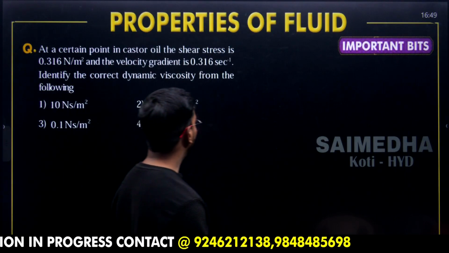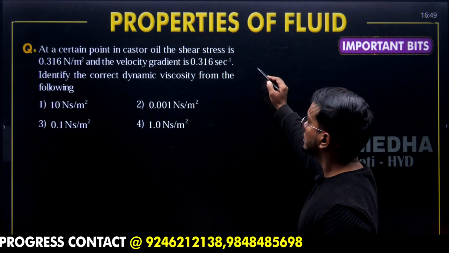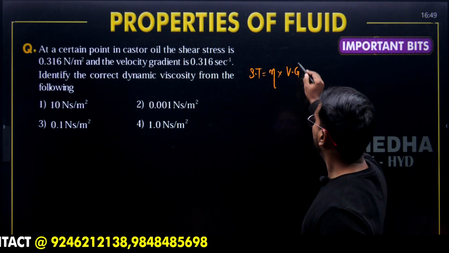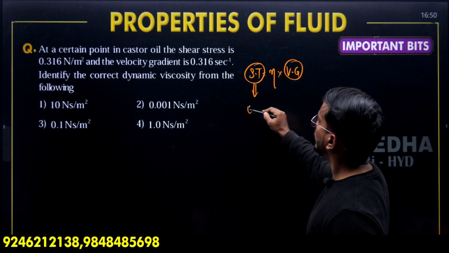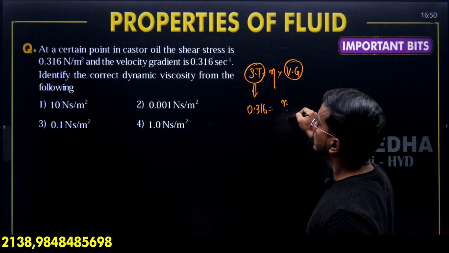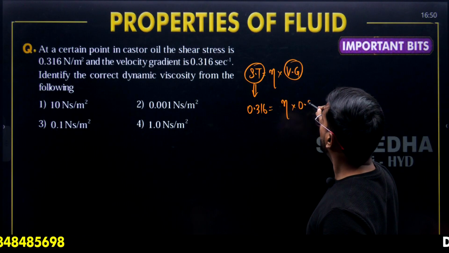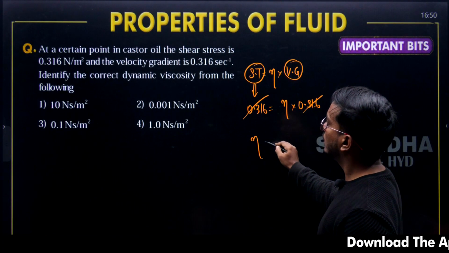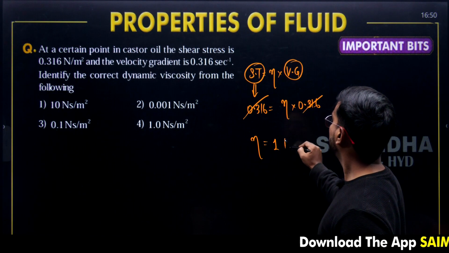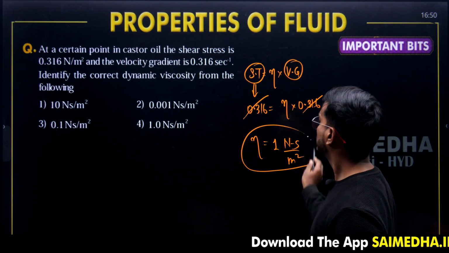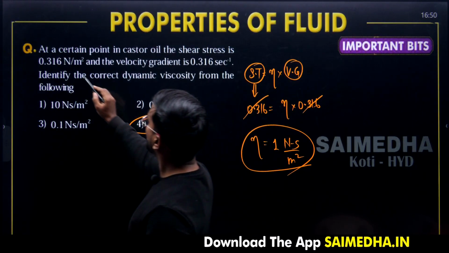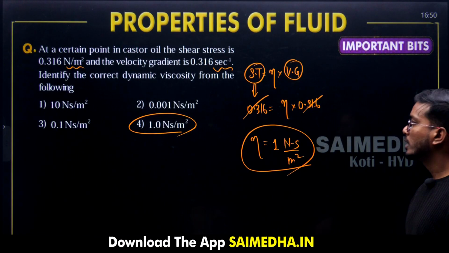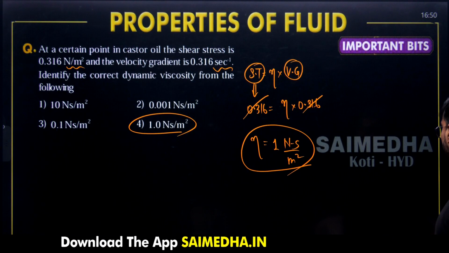At a certain point in the castor oil, the shear stress is equal to viscosity into velocity gradient. Shear stress is given as 0.316. Viscosity into velocity gradient is 0.316. Okay. So both get cancelled. What is the viscosity value equal to? 1 Newton second per meter square. Check the units again. This is Newton per meter square. This one is second. So Newton second per meter square. Both get cancelled. Easy question. Moving on to the next one.